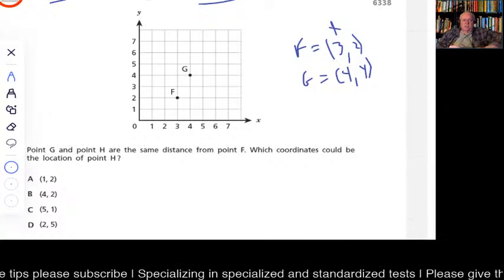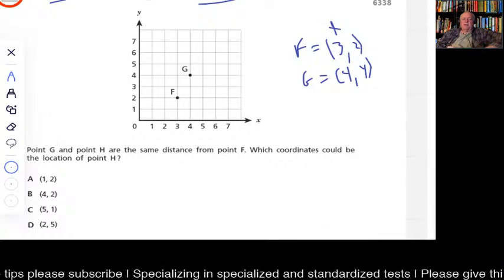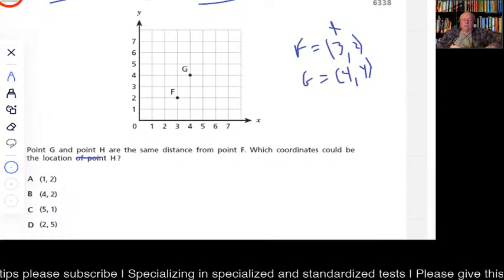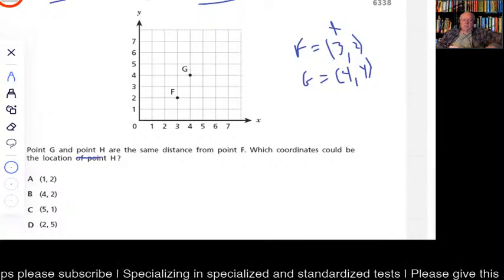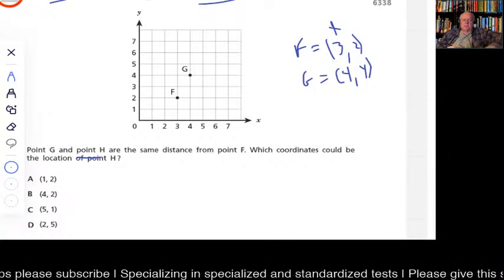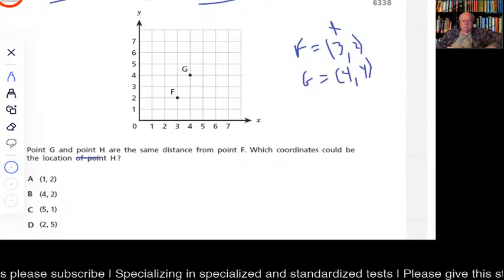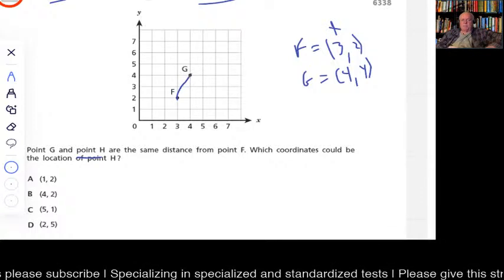Point G and point H are the same distance from point F. Wait, where's point H? What coordinate could be the location of H? Interesting. So it's saying points G and H are the same distance from F. So whatever this distance is here, there's some other point there.